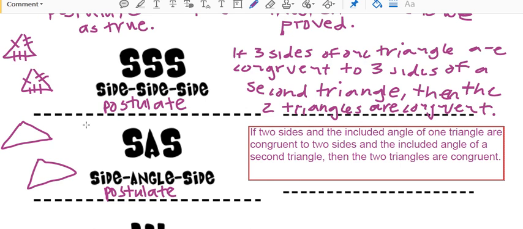So it says if two sides and the included angle of one triangle. So let's say that we have this side and this side. Well, if these are the two sides that I have, the included angle is this angle here. And it's called the included angle because it's the one that's created by the two sides that are given there.